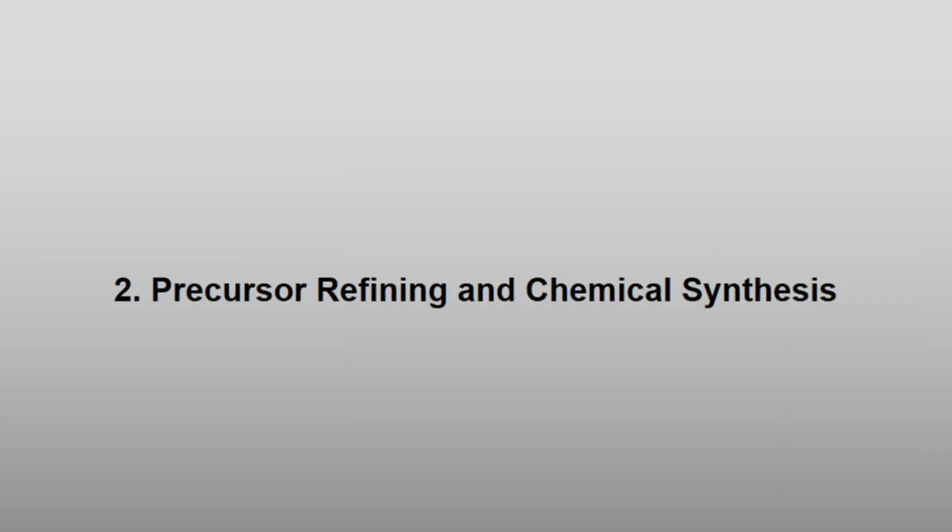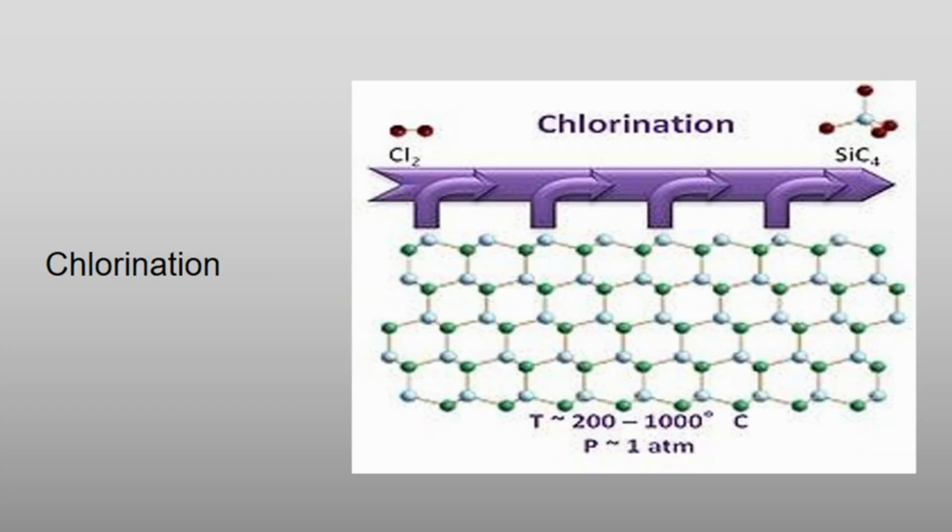Precursor refining and chemical synthesis. Chlorination. Elemental silicon is reacted with hydrogen chloride gas to form trichlorosilane. These molecular blueprints show how hot chlorine gas attacks a dense metal carbide or silicon carbide crystal lattice, extracting the metalloid elements to yield an amorphous or structured carbon-only framework.